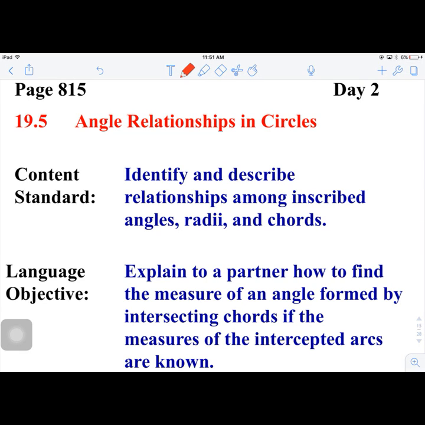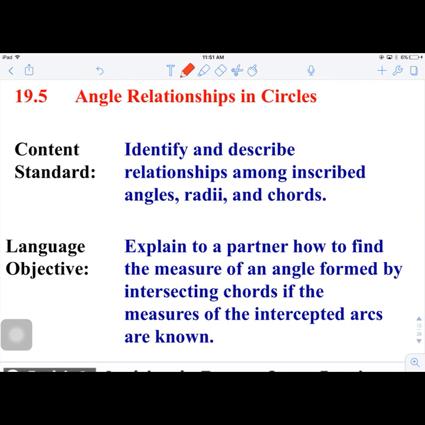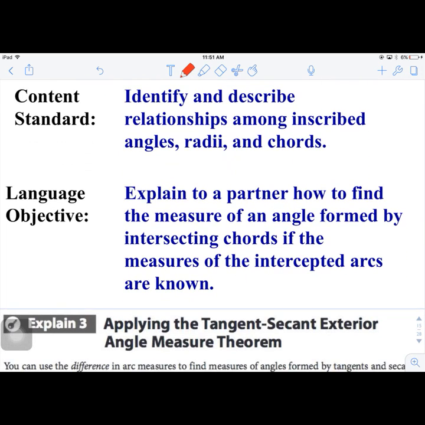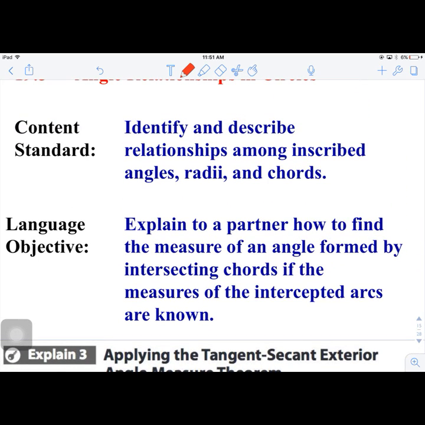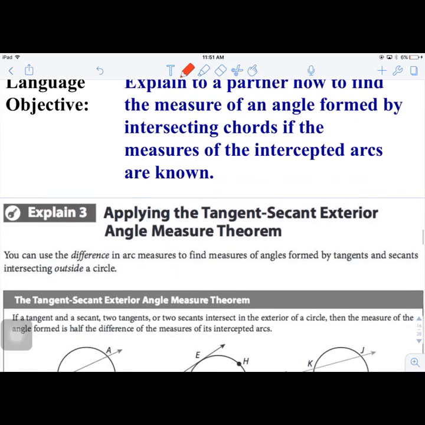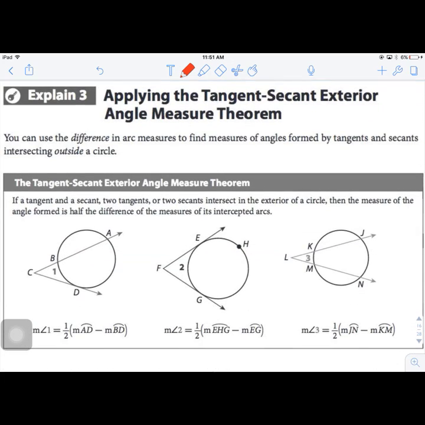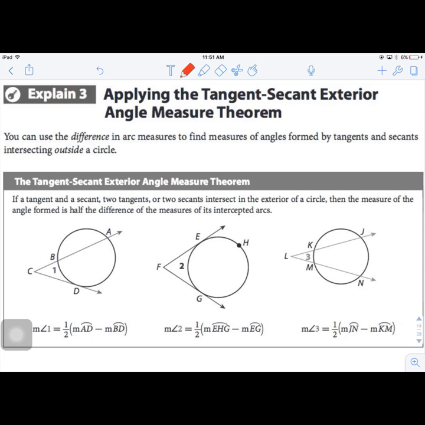Okay, 19.5 day 2 is continuation on circles and the relationships that chords and secants make. So you will be learning about angles, radii, and chords and the relationships. And we have the last example in this chapter, the tangent secant exterior angle measure.